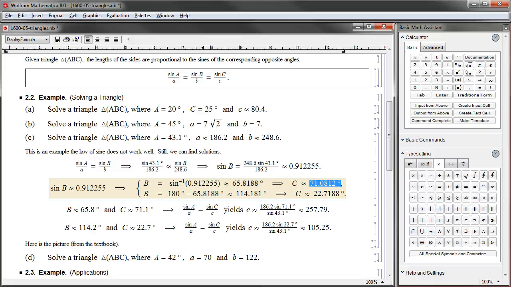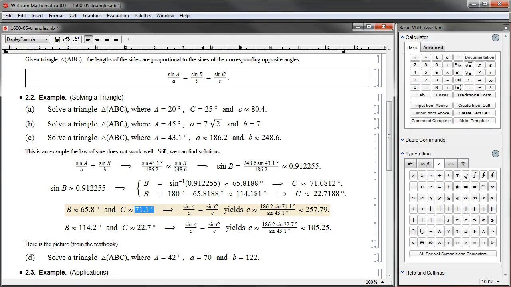Well, there's another. 180 degrees minus 65.82 degrees is always a solution, because if you have y equals the sine of x, then you get a solution from arc sine, but pi minus that is also a solution. In degree measure, it's 180 degrees minus that. So B is 114.18 degrees. Do the same thing. You can find out the C value, and this time this is a valid angle, 22.72 degrees. So what we have, B is 65.8 degrees and C is 71.1 degrees.